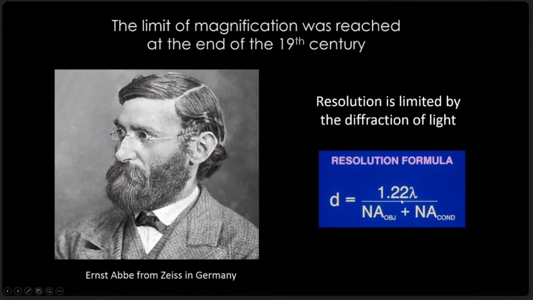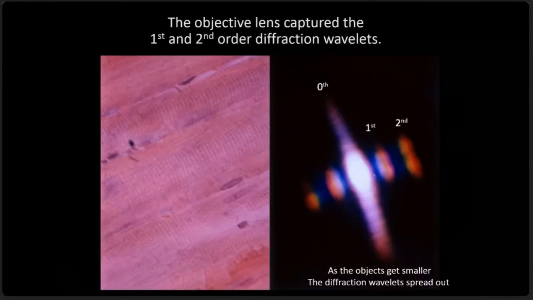So the resolution is 1.22 times the wavelength of light, lambda, divided by the NA, the numerical aperture of the objective lens, plus the numerical aperture of the condenser lens. Now, most people write this formula 2 times the NA, but that doesn't take into consideration the importance of the NA of the condenser lens. And when you use oblique illumination, you can actually increase that, and I'm going to show you how that happens.